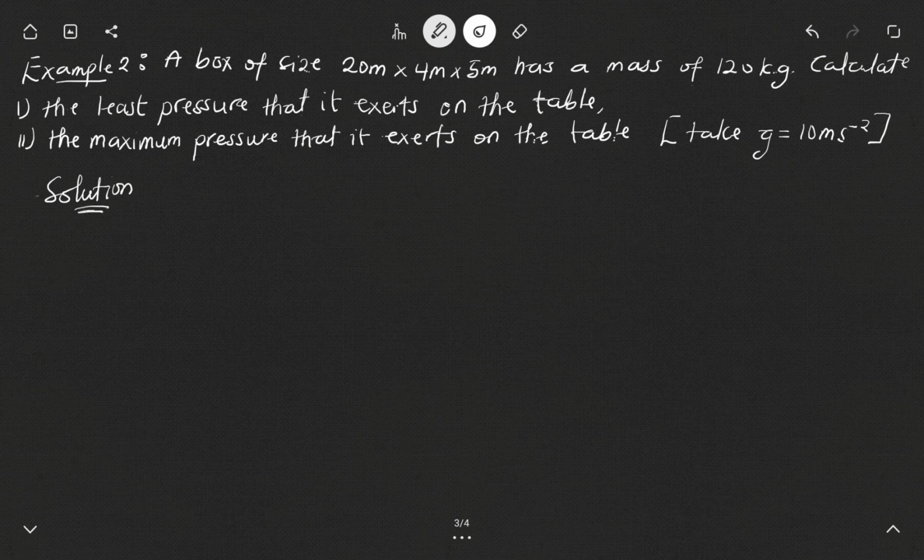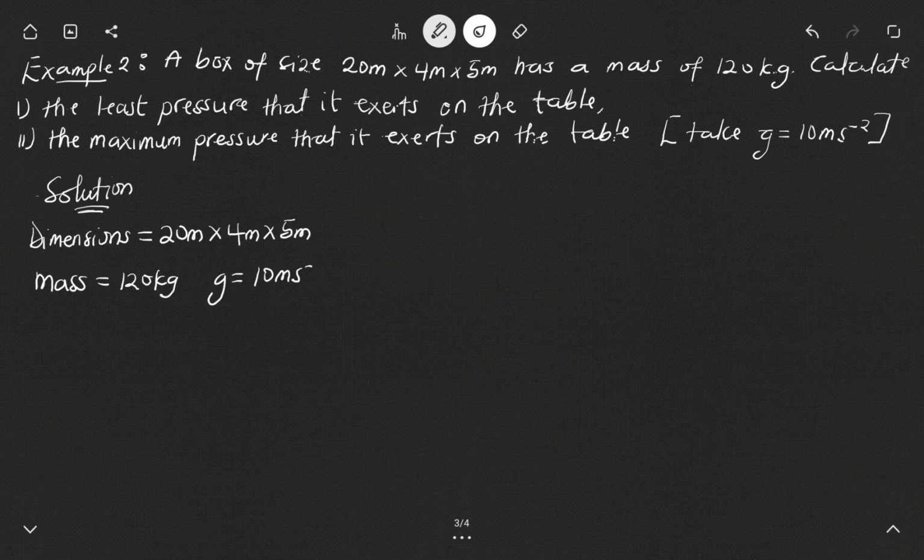All right, so we have a box of size. Let's write down the dimensions. So the dimensions are 20 meters. Luckily we were given the dimensions in meters, so we don't need to convert again. And then we have a mass. The mass is equal to 120 kilogram. So we're told to calculate the least pressure and the maximum pressure, and then we're given gravity to be 10 meters per second squared.